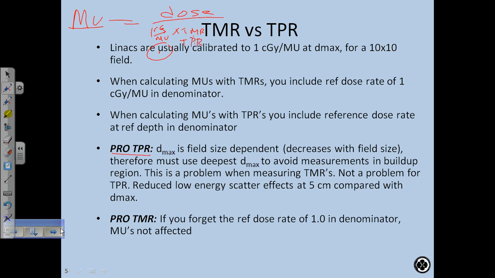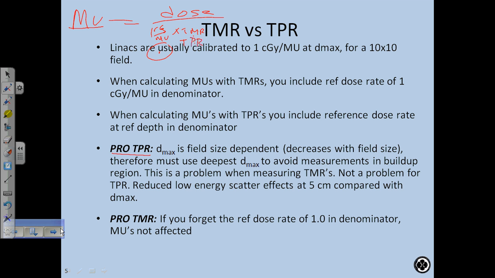With TPR, that's not an issue, because you pick a reference depth at 5 cm, and you take your dose at depth divided by dose at 5 cm, and it's always 5 cm. So 5 cm doesn't change with your field size. 5 cm is 5 cm. So with TPR, you don't have that issue. It's not a huge problem, but it's a small problem. And the low energy scatter effects are reduced at 5 cm, because all the low energy photons and electrons are attenuated at 5 cm.